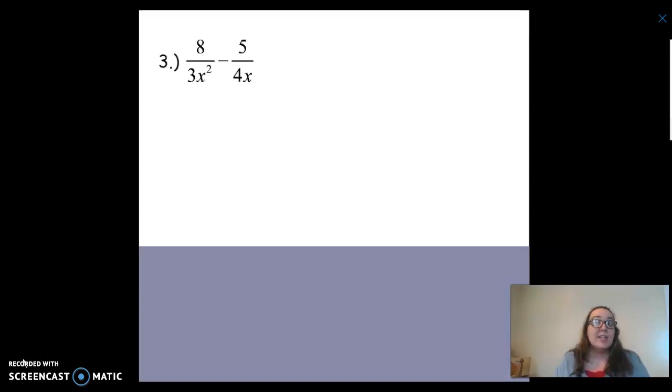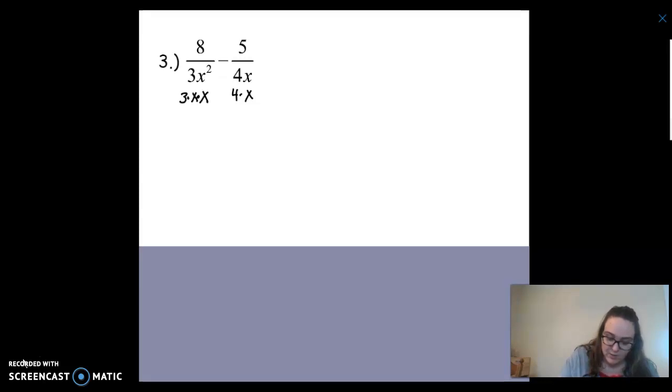Alright, so when we're looking here, I'm going to write these denominators a little bit differently because it's going to help us figure out what we need for a common denominator. This 3x squared has a 3 times x times x. This 4x is just 4 times x. So that 3x squared is 3 times x times x.